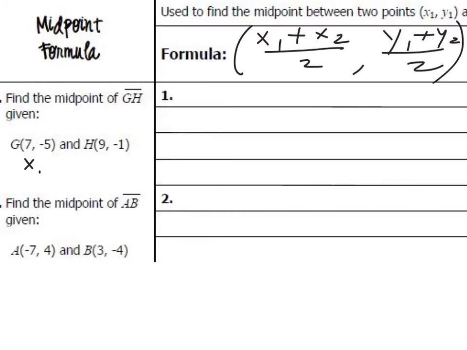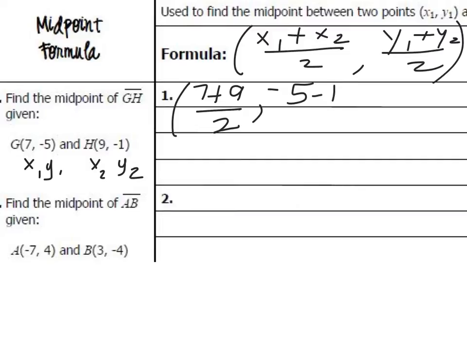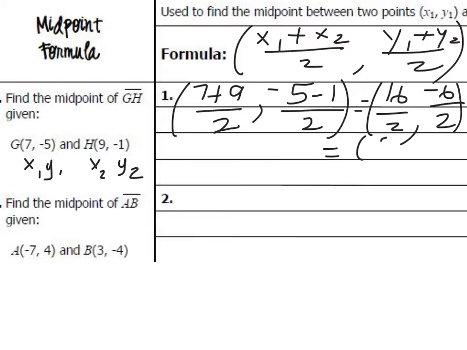We're going to label that x1, y1, and we're going to label H, 9 as x2 and y2 as -1. Plugging into your formula, showing all your work, you would average the x's, so 7 plus 9 divided by 2, comma, average the y's, -5 plus -1, which would be -6 divided by 2. Simplifying, you're going to have 16 over 2 and -6 over 2, for a final midpoint of 8, -3. I'd like you to try the next problem and get that checked.